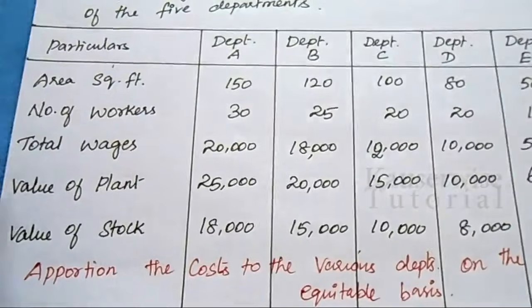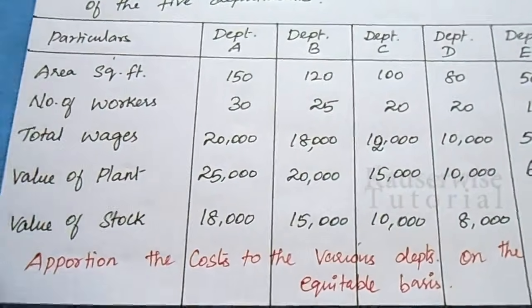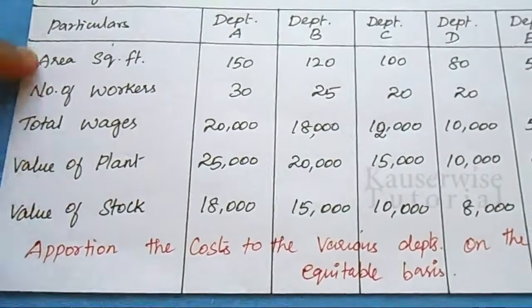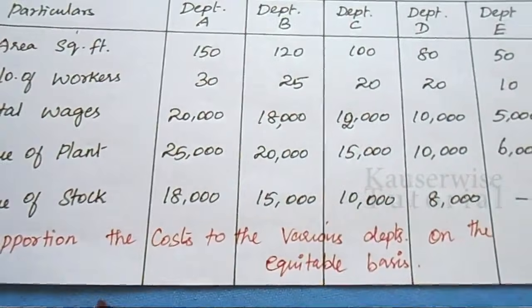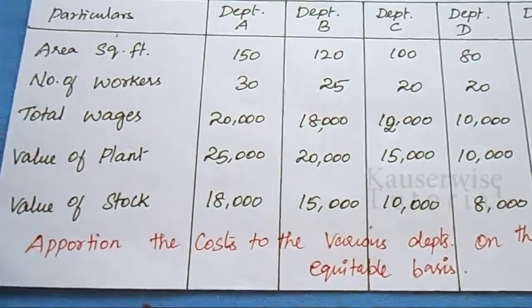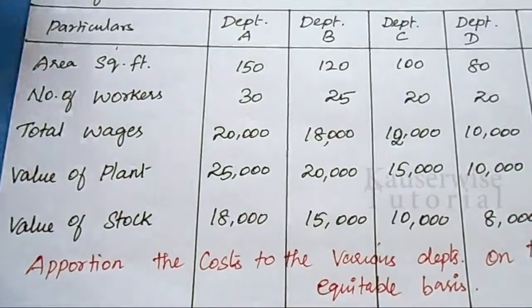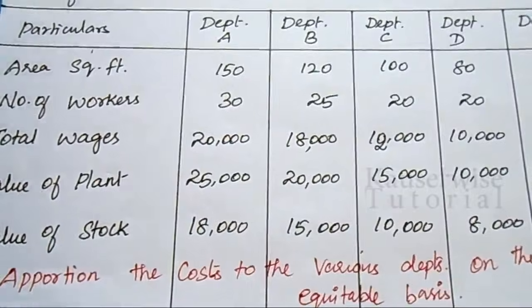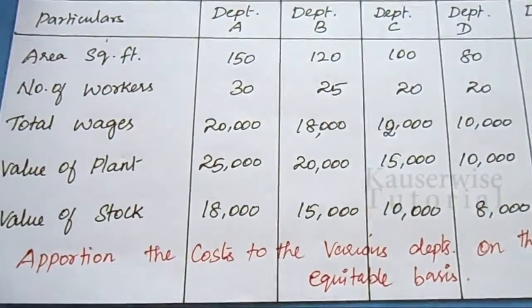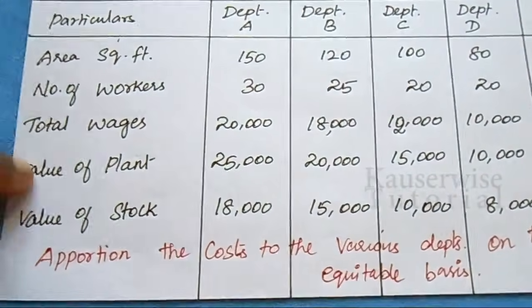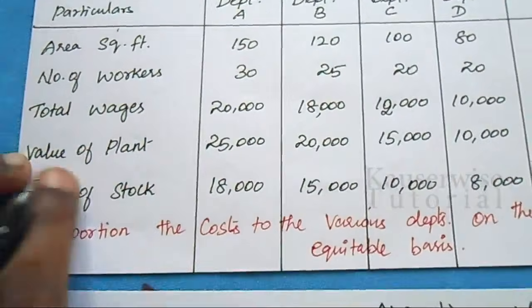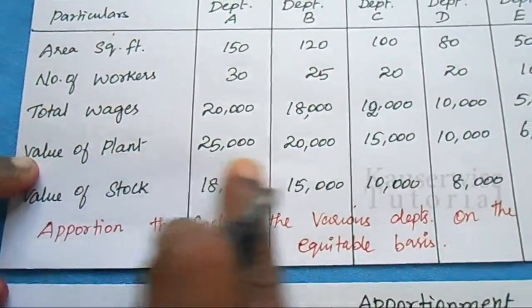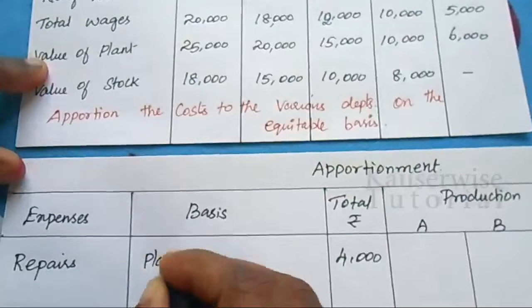No. Number of workers, total wages, value of plant, value of stock. These are the information given for apportionment. You have to apply the correct basis for each expense separately. So see repair, on what basis can you allocate? Value of plant, because the repair is connected with the value of the plant. So you can apportion that expense based on the value of plant.